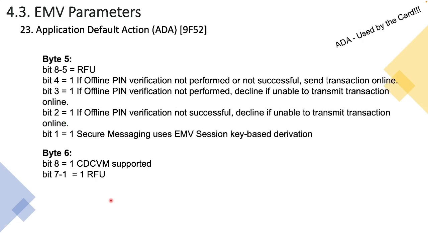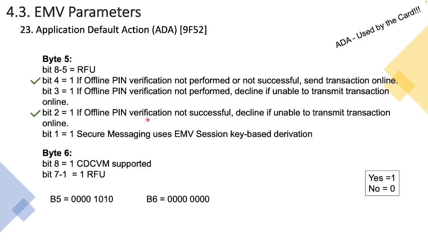Okay, again, more PIN specific stuff in byte 5, offline PIN verification not performed or not successful, send transaction online, etc. Select, write the binary value. I just have byte 5 and 6 in here because generally byte 6 tends to be all 0. CDCVM supported. Yeah, that's more on the contactless side.